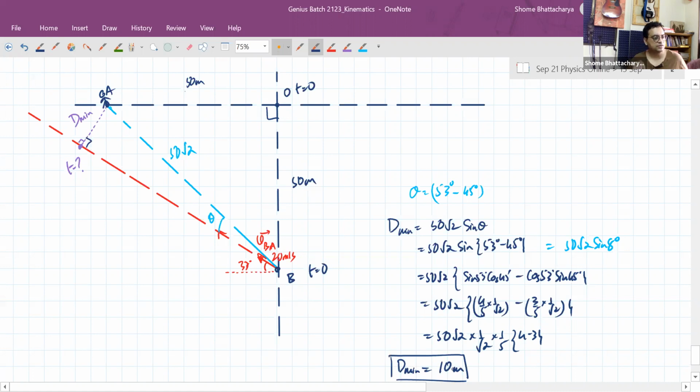And another thing you will see, we can calculate the time by using the fact that if this distance S of B with respect to A in that much time.